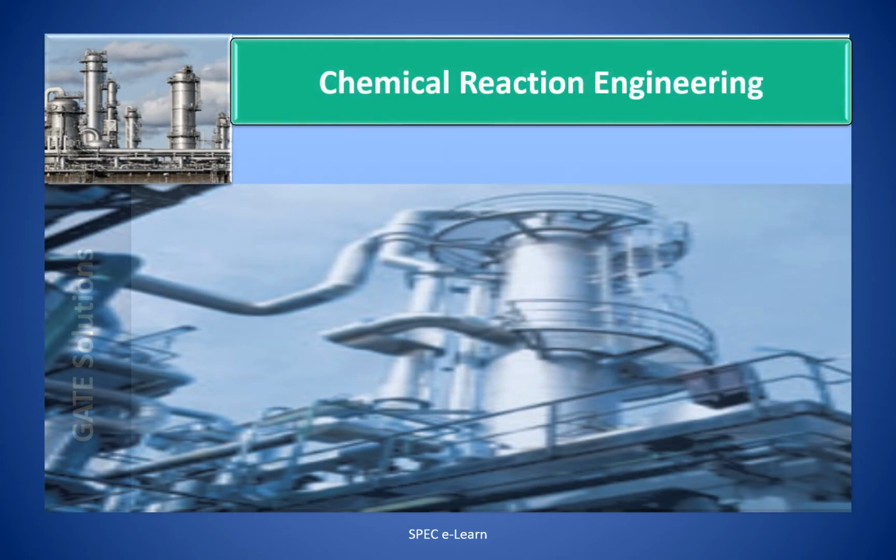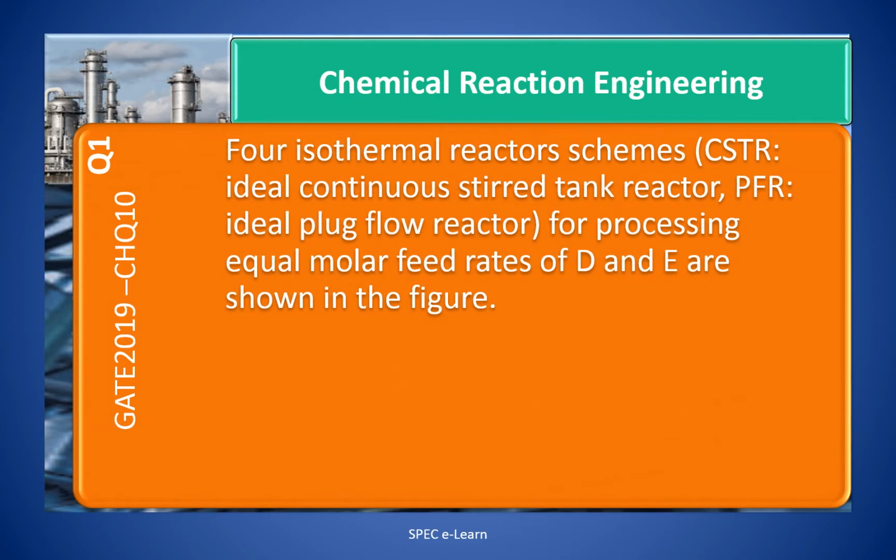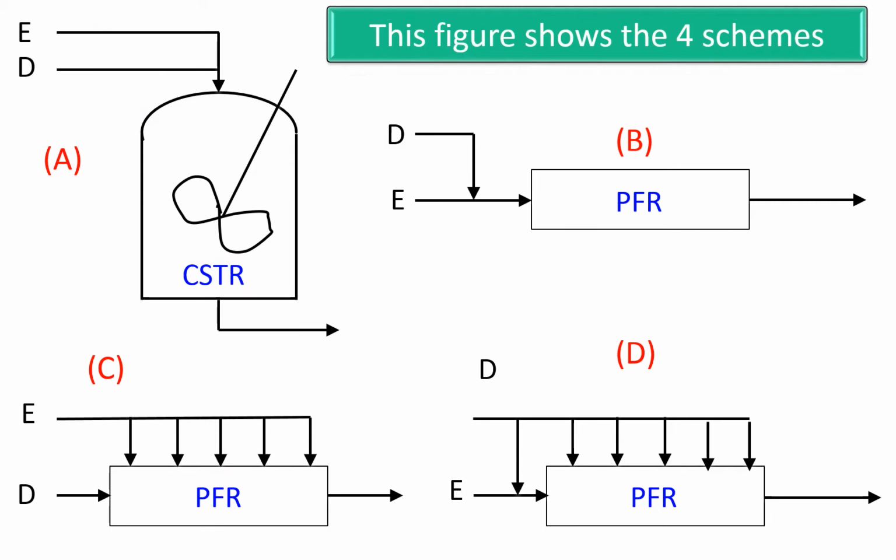GATE 2019, question number 10. For isothermal reactor schemes, CSTR, ideal continuous stirred tank reactor, and PFR, ideal plug flow reactor, for processing equimolar feed rates of D and E are shown in the figure. This figure shows the four schemes.